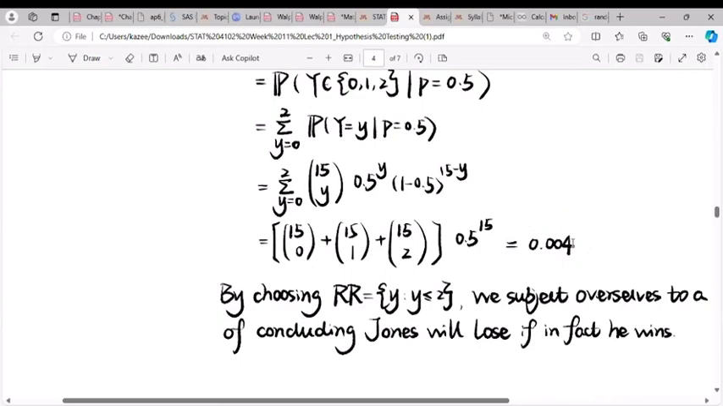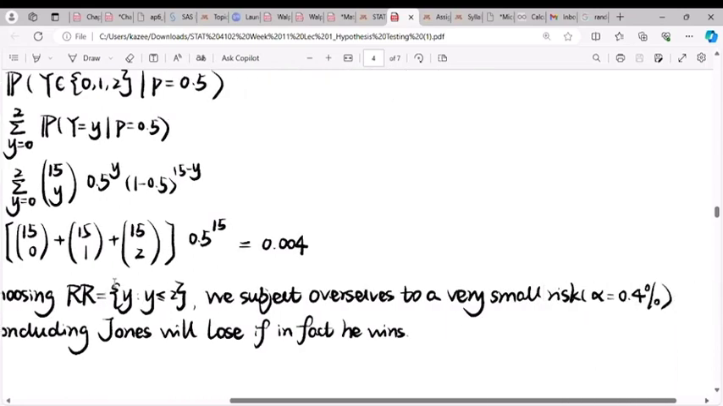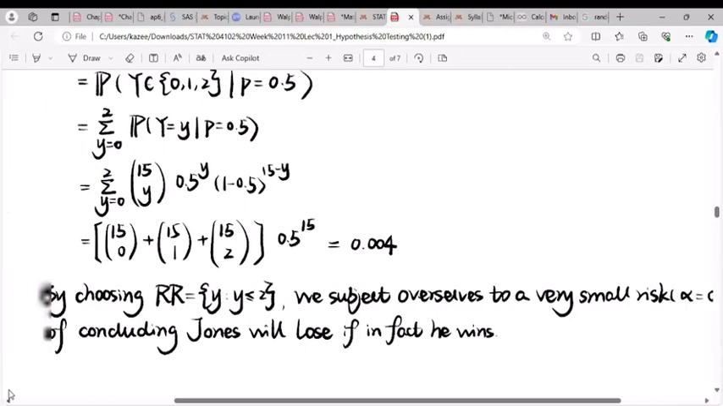The probability of committing type 1 error now is very, very small. That is why I said that by choosing the rejection region Y less than or equal to 2, we subject ourselves to a very small risk. If you multiply this by 100, that will be 0.4%, which is very, very small. We subject ourselves to a very small risk of concluding John will lose if in fact he wins.